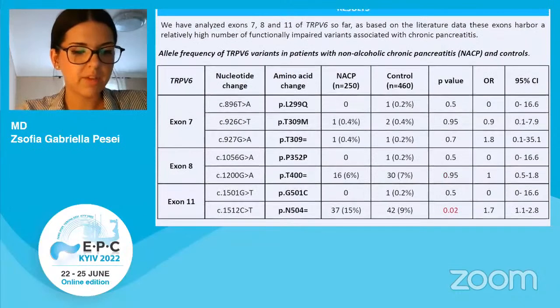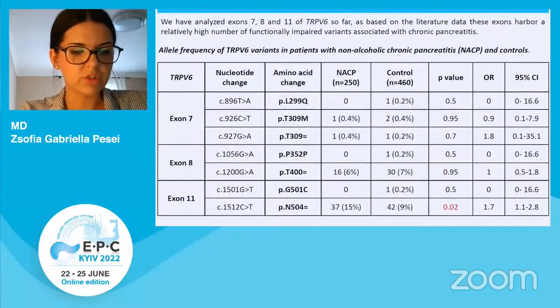Based on literature, we analyzed the exons of the TRPV6 gene with the highest number of functionally impaired variants associated with chronic pancreatitis so far: exon 7, 8, and 11. This table shows the allele frequencies of the mutations we found in the exonic regions we investigated. We did not detect any functionally impaired variants.